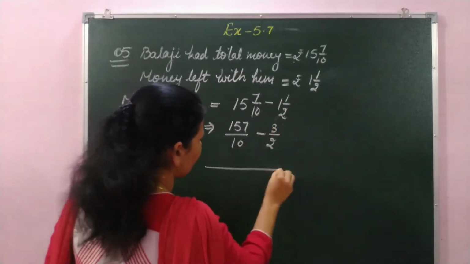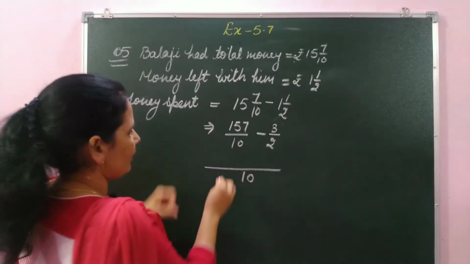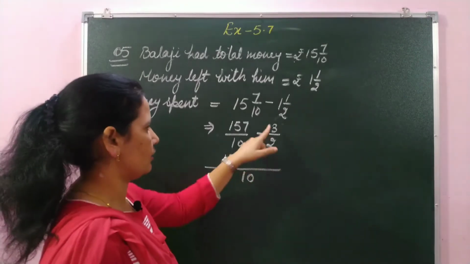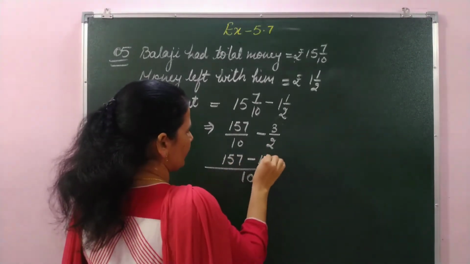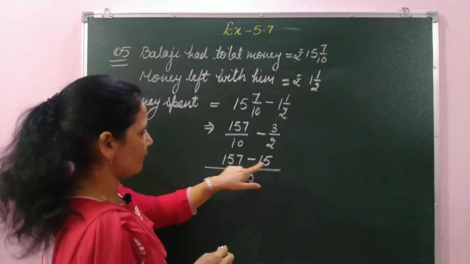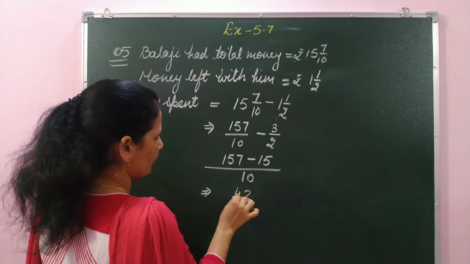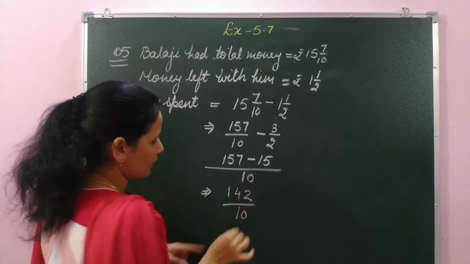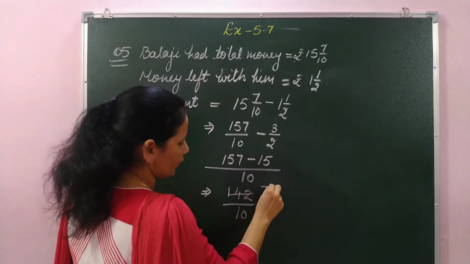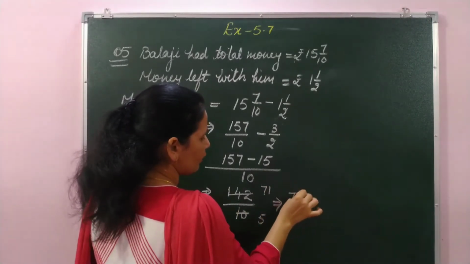If we take the LCM of this, we get LCM 10. So 157 will remain as it is. 2 fives are 10, so 5 times 3 is 15. Now if we subtract 157 and 15: 7 minus 5 is 2, 5 minus 1 is 4, then 1. Students, is it possible to cancel? Yes, by 2: 2 sevens are 14, 2 ones are 2 and 2 fives are 10. That means 71 by 5.